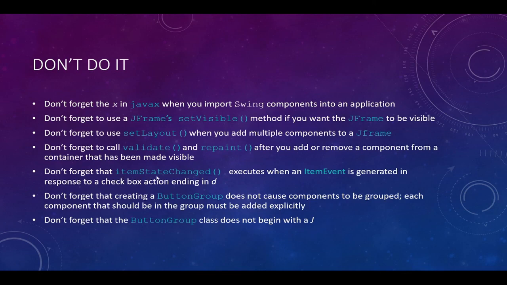You can use an itemStateChanged. It's going to execute when an item event is generated. And don't forget that creating a button group doesn't cause the components to be grouped per se. Each component that should be in the group must be added one by one, but what it's going to do is only allow one of those items in that button group to be active at one time. And then don't forget, for some reason, ButtonGroup doesn't have a J.